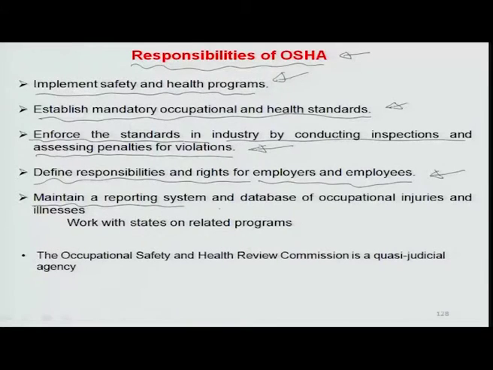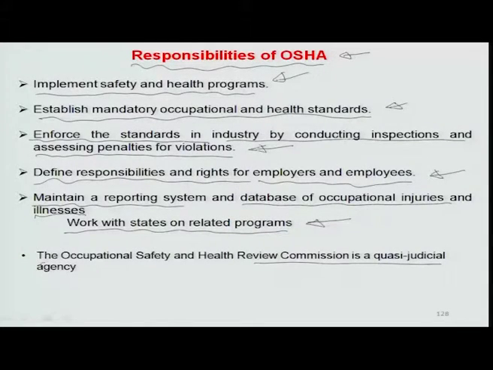Some of the responsibilities of organizations like OSHA also include maintaining a reporting system and database for occupational injuries and illnesses, and working with the government on related programs which would increase the awareness and increase more stakeholding by parties who are involved in such industrial practices. And so it is not only a policing or a monitoring role, but also a sort of facilitating role that such organizations must play to improve the overall mandate of industrial safety.